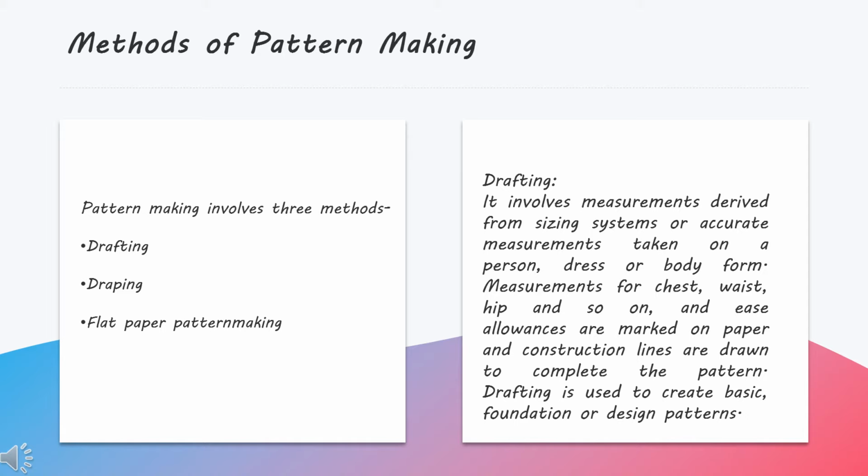Guys, you have to know about the methods of pattern making. Pattern making involves three methods. It's very important to learn that. So first is drafting. Drafting involves measurements derived from a sizing system, where accurate measurements are taken on a person or dress body, such as chest, waist, hip and so on. Ease allowances are marked on paper and construction lines are drawn to complete the pattern, and drafting is used to create a basic foundation or design patterns.